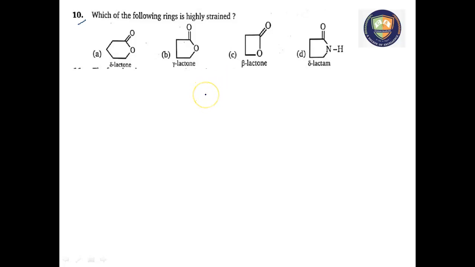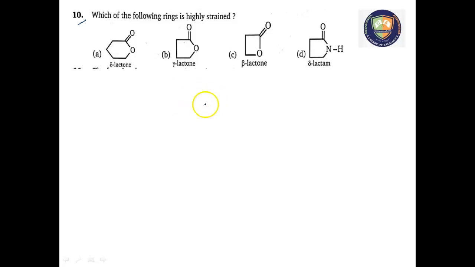So as you know, what is ring strain? Ring strain you can define as follows: when the bond angle in any cyclic compound gets deviated from the ideal bond angle, then we can say that there is ring strain present in that cyclic structure. So the smaller the ring, the greater the ring strain. We have different rings like 3-member ring, 4-member, 5-member, 6-member.